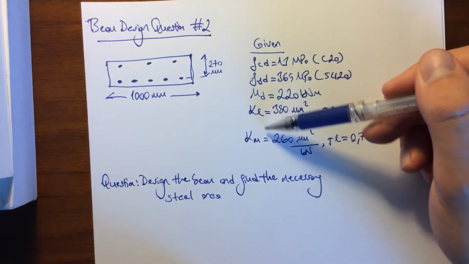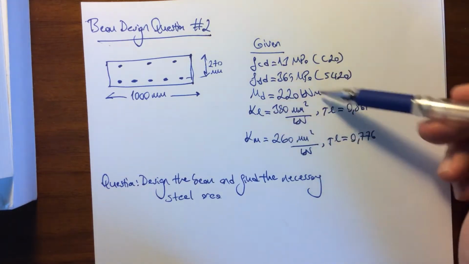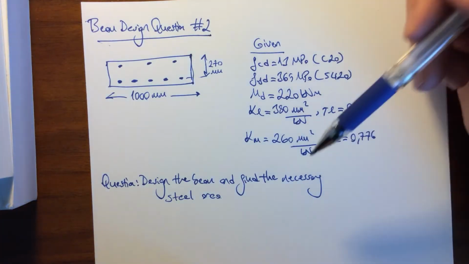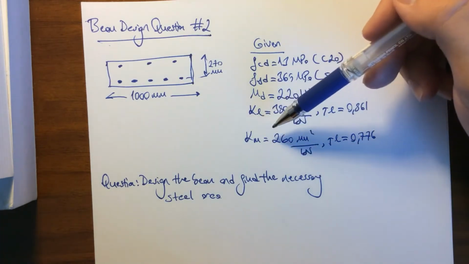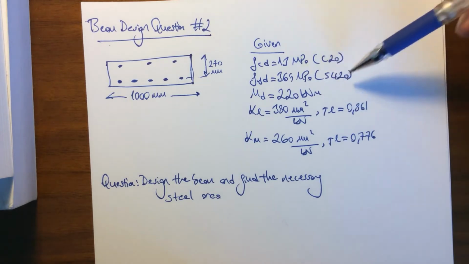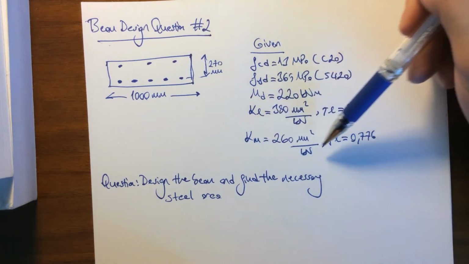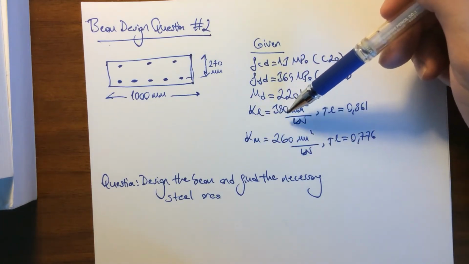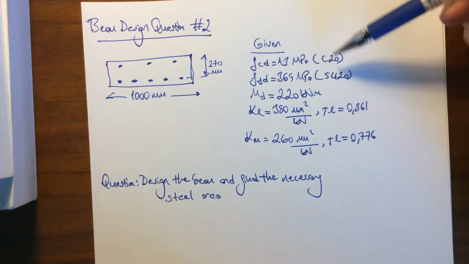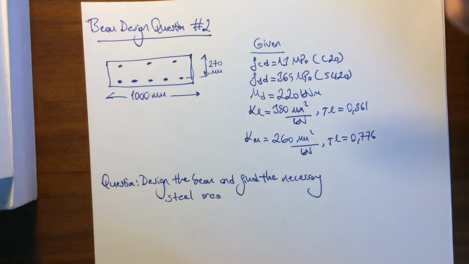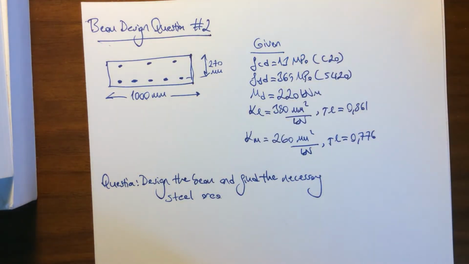The KL and KM combination for the C20 and S420 material combination is given like this. As I said in the first question, and also in the lecture notes, the KL and KM are different for different combinations of concrete and steel materials. Again, you can also go to the tables that I have provided in the lecture notes and check by yourself if you get the same answers for the KL and KM for the C20 and S420 combination. Apart from that, the question is the same: design the beam and find the necessary steel area.